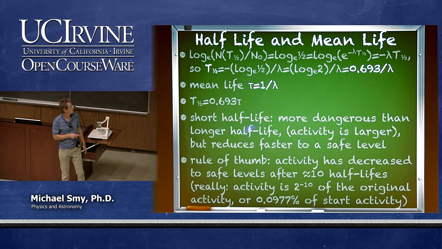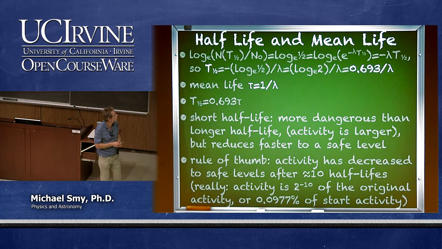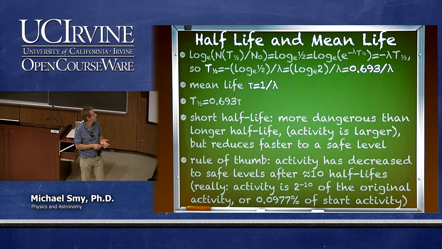If the half-life is short, that means that the activity is higher, and therefore it is more dangerous than a longer half-life. However, on the other hand, a short half-life means that you can usually wait it out, and it reduces faster to a safe level. So as a rule of thumb, you should wait for about 10 half-lives for activity to become safe. But that's just a rule of thumb because, of course, it depends on the original activity. If we compute this rule of thumb with the exponential law, then after 10 half-lives, the activity is 2 to the power of minus 10 of the original activity. And that is roughly 0.1%.